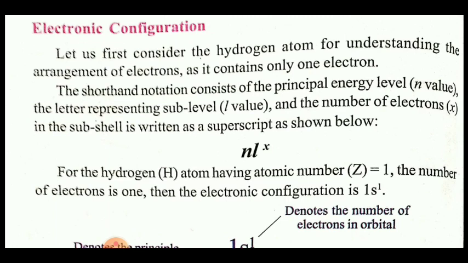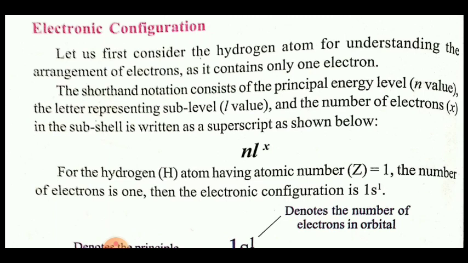We start with the hydrogen atom for better understanding. In the hydrogen atom there is only one electron. Here n l x: n is the principal energy level or the principal quantum number, l is the sublevel, meaning subshell, and the number of electrons in that subshell is represented with x. So n l x: n as the coefficient, l to represent the suborbit and orbital, and x to represent the electrons in that orbital.